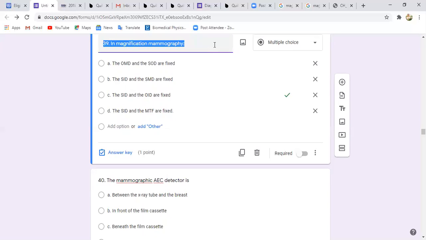As for magnification, most times it starts from 1.5 to 2.0. We have 1.5, 1.6, 1.7, 1.8 to about 2.0. So the SID remains constant at around 65 centimeters. It is the OID that changes. If you want to have a larger air gap, we move the compression paddle up and so forth. So it is the SID that remains fixed. Every other thing, OID and the SOD, are not fixed. And of course, the MTF, modulation transfer function, has no meaning here. So we have that.